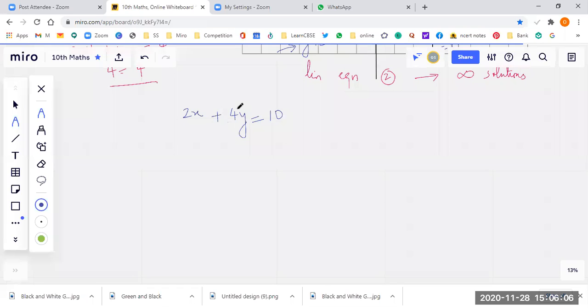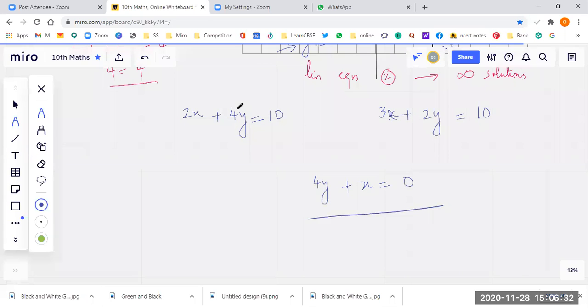I'm going to tell you a trick here also to make the work easier. Then 3x + 2y is equal to 10. One more, 4y + x is equal to 0.